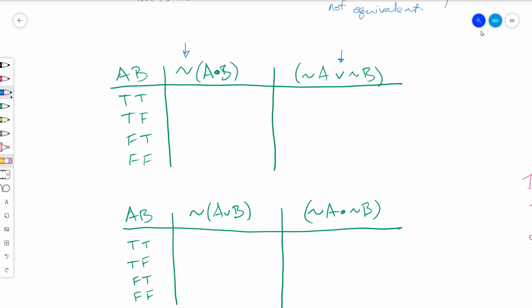Now, how do you do quickly a truth table for a negated conjunction? Well, I start just by doing the truth table for the conjunction, and then I just negate that.